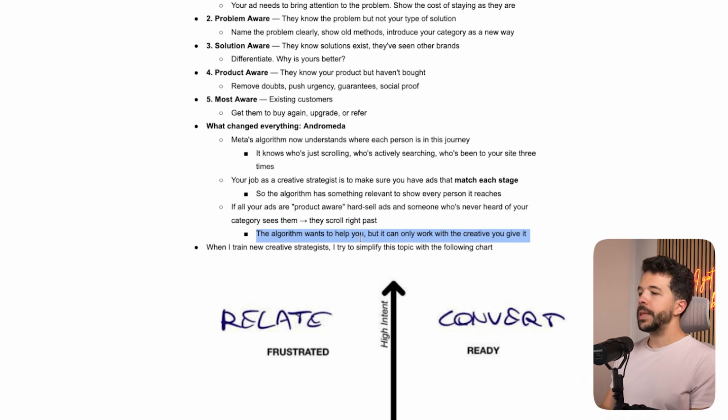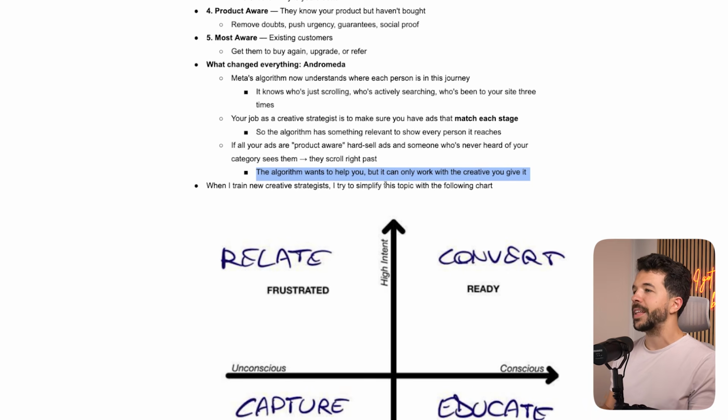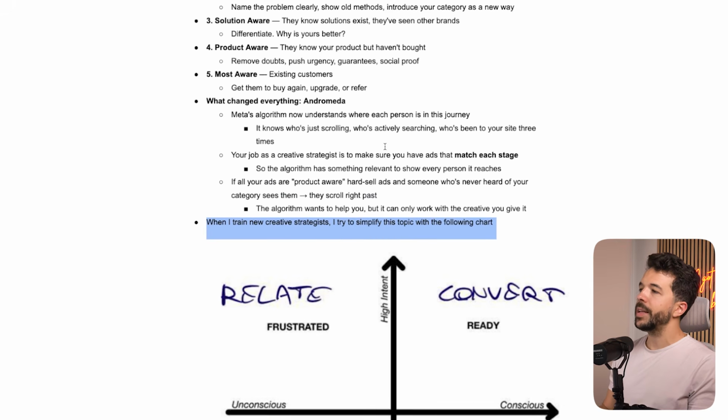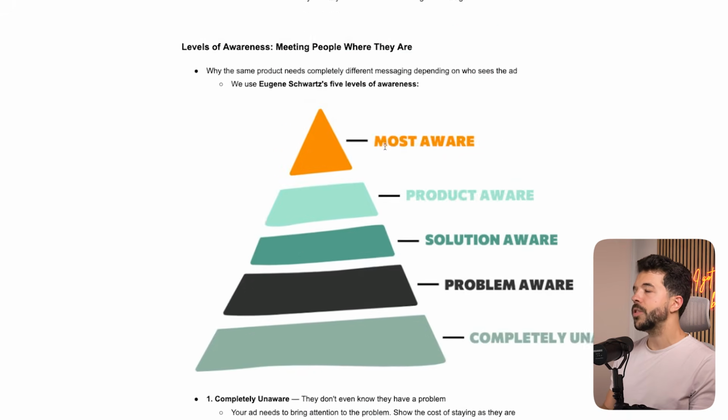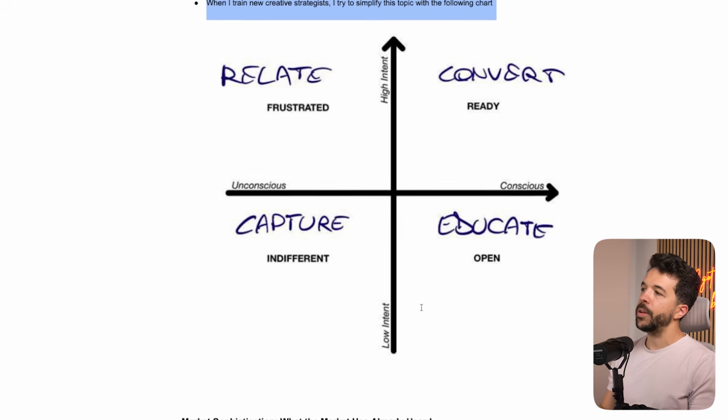And the algorithm is in a position where it wants to help you. Most people get this wrong, but the algorithm wants you to spend more, but it can only work with the creative that you give it for now. Maybe in the future it's going to change. We don't know that. But when I train new creative strategists, I also try to simplify this topic with the following chart. So this is how Eugene Schwartz looked at it a long time ago. This is how I look at it.